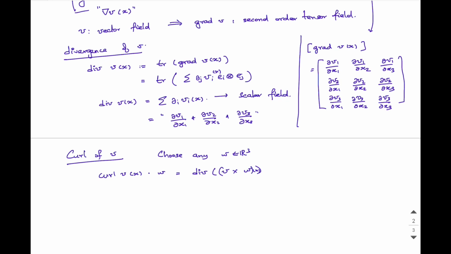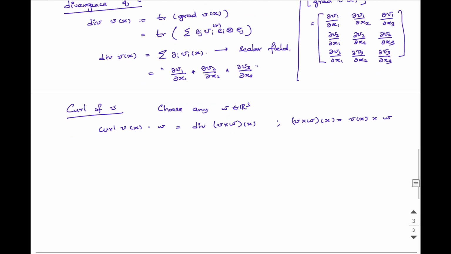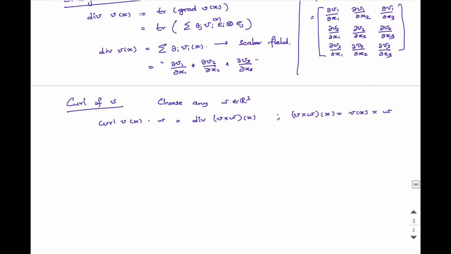So let me write that down properly. So it's going to be the divergence of V cross W at X. Again, here V cross W at X is nothing but V at the point X cross W. Remember that V is a vector field, so V of X is a vector, W is a vector again, so that you can take the cross product, which gives you back a vector, and you get a vector at each point X like this, and you take the divergence of that field.